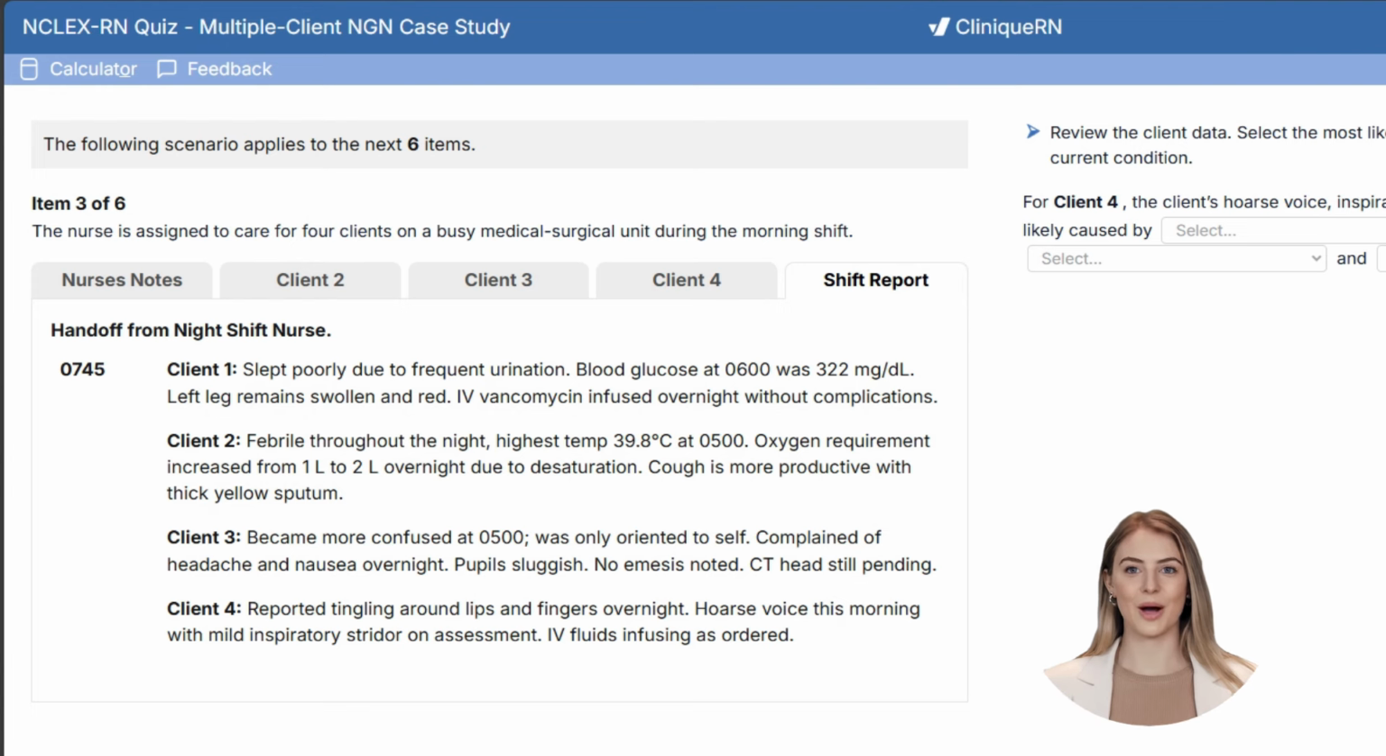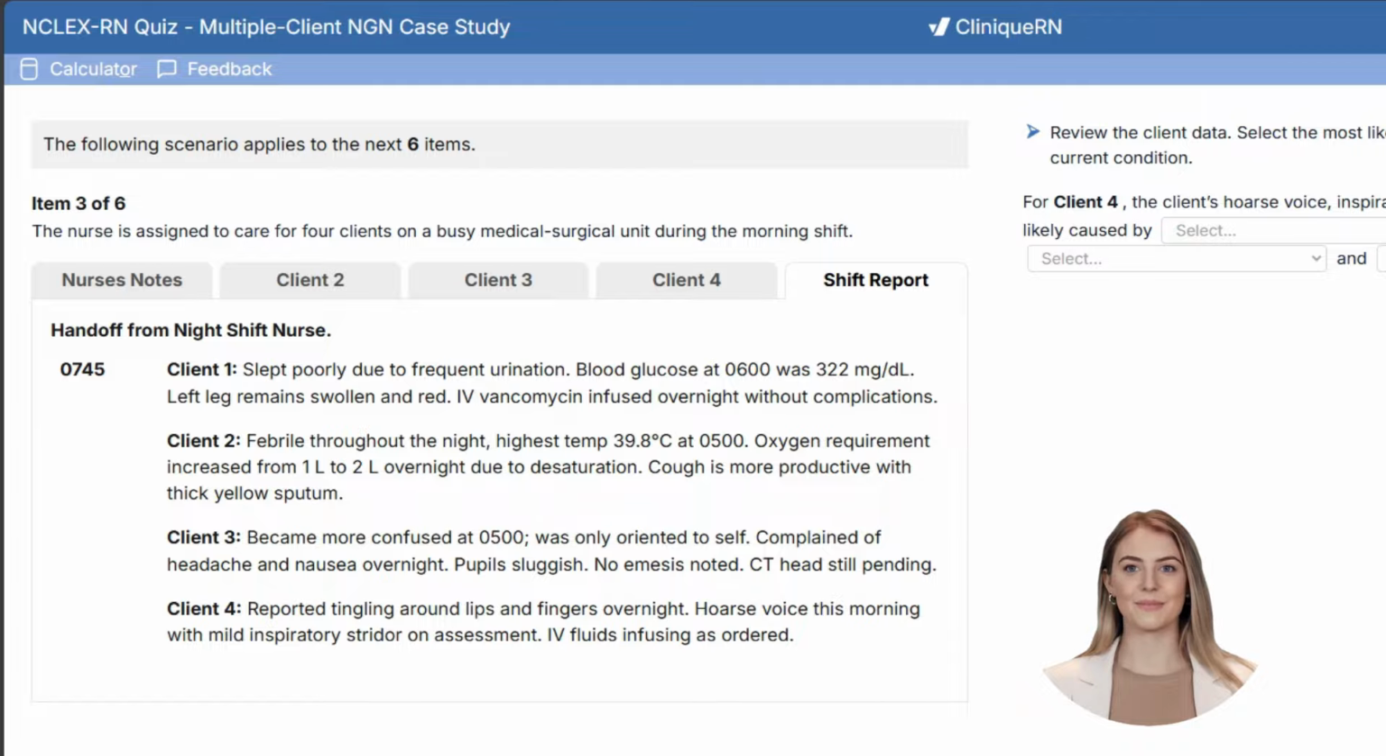Client 2. Febrile throughout the night, highest temp 39.8 degrees Celsius at 0500. Oxygen requirement increased from 1 liter to 2 liters overnight due to desaturation. Cough is more productive with thick yellow sputum.